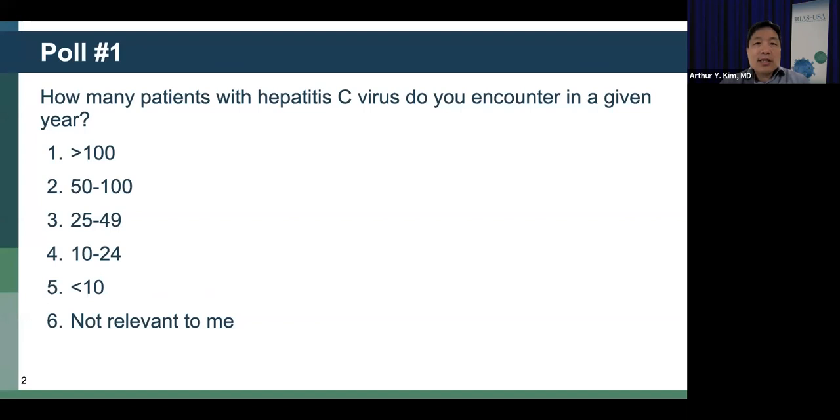Using the Zoom poll, how many patients living with hepatitis C virus would you encounter in a given year? Would you see greater than 100, 50 to 100, 25 to 49, 10 to 24, less than 10, or not relevant to me? Let's give it another minute.